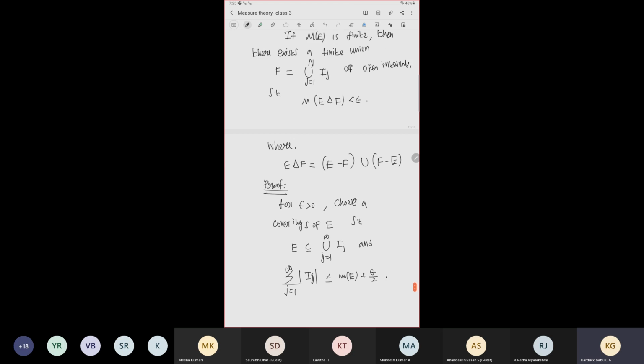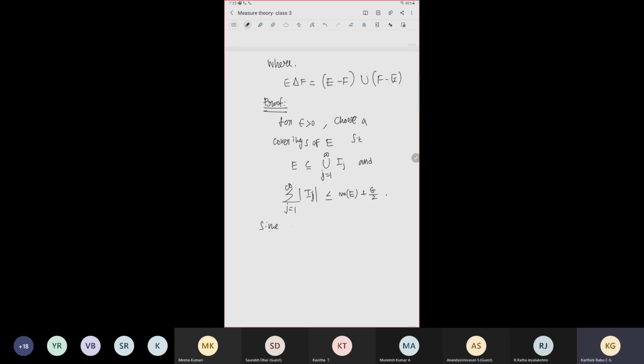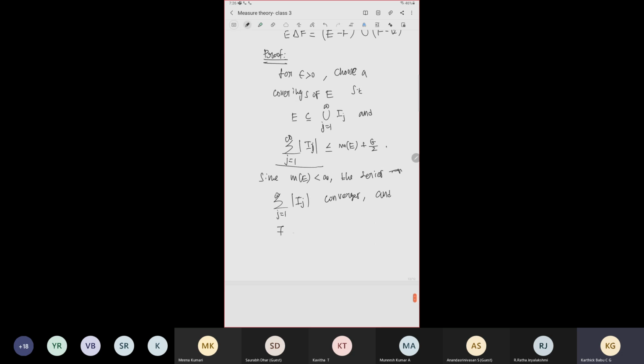So now we know that E is a measurable set with finite measure. So we are going to use that. Since m of E is less than infinity, the measure is finite. So if you take any covering, the sum also converges to a finite number. So using that, we can write the series summation of length of I_j converges, and therefore there exists a large N.